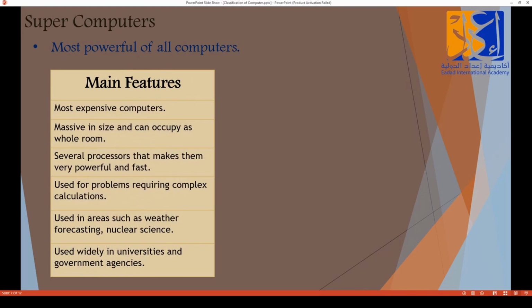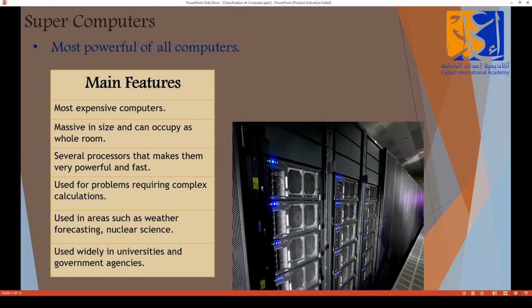Next, supercomputers. Supercomputers are the most powerful of all computers. Let's see its main features. It's the most expensive computer. It's massive in size and can occupy a whole room.